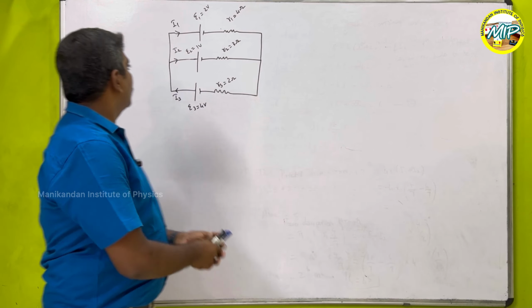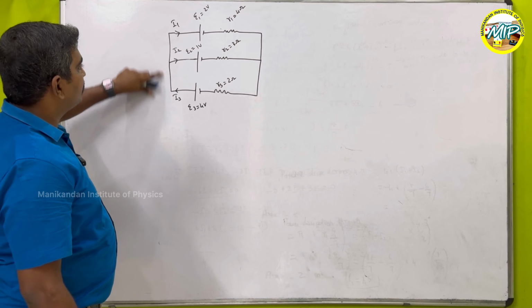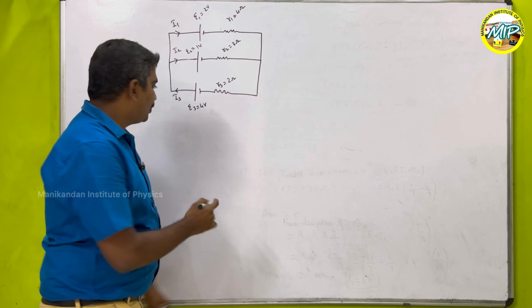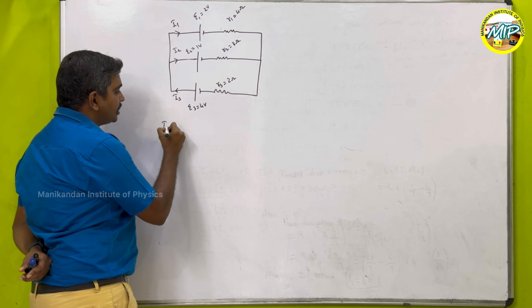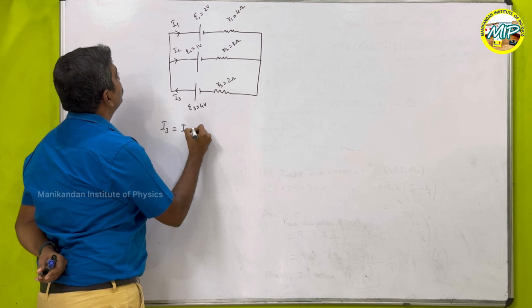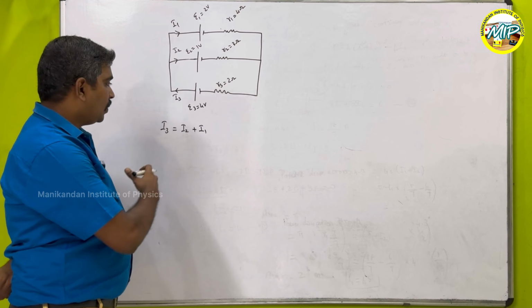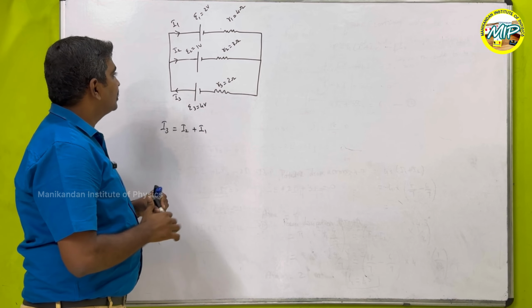At this point, the amount of current entering the junction is equal to the amount of current leaving the junction. So using the junction rule, I can simply write I3 equals I2 plus I1, right? So I1 plus I2, I can simply write.